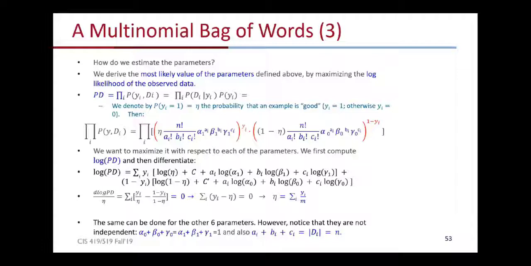I didn't get it. What? Sigma yi minus eta equal to 0. Why is that? You're asking how it is 0? Can you explain? So I want to maximize, taking the derivative in order to find the value of eta that is an extremum point. This is the standard way that we do maximization.